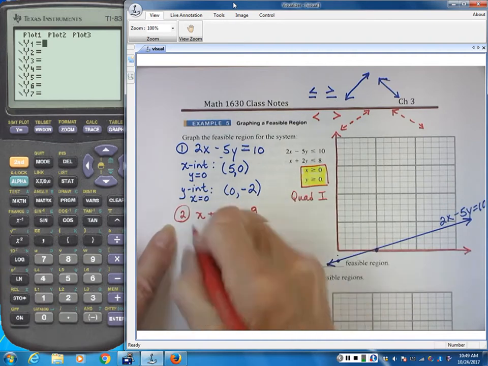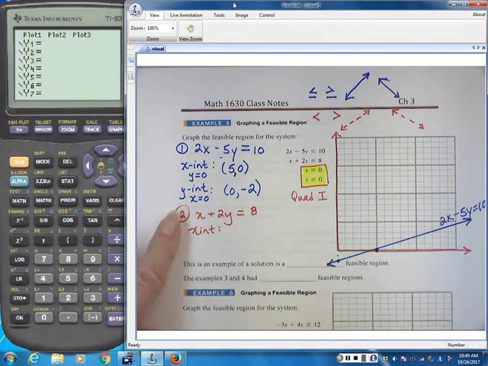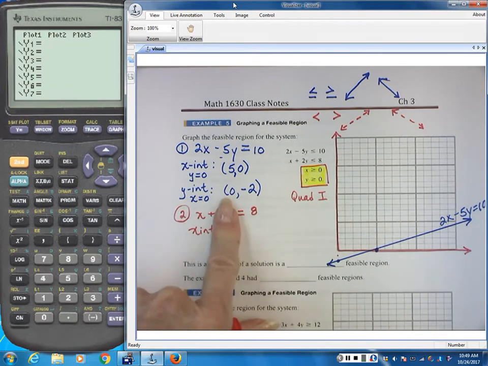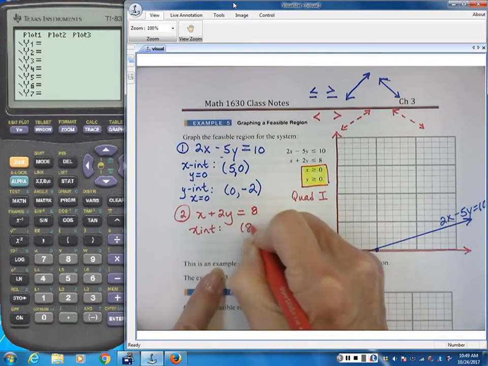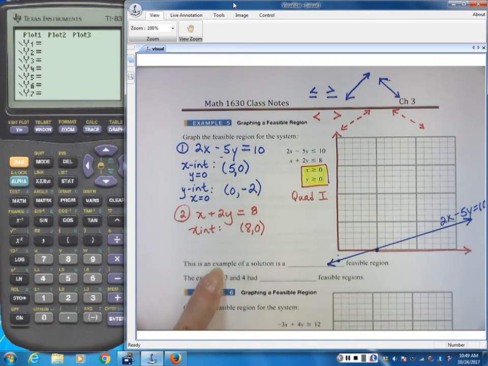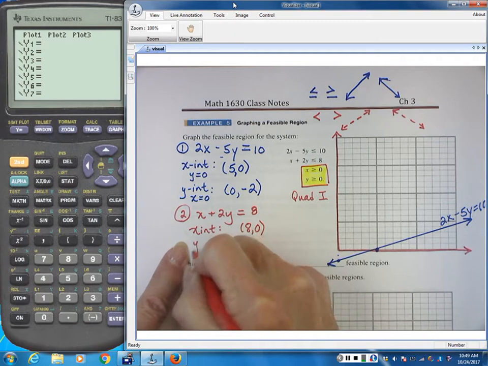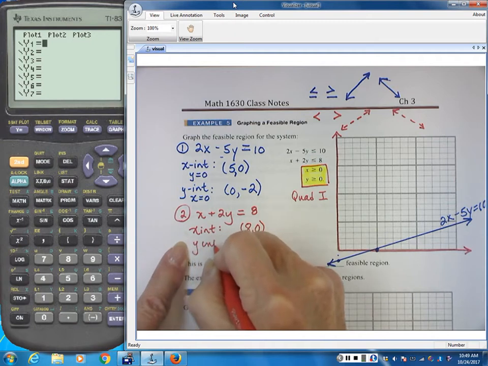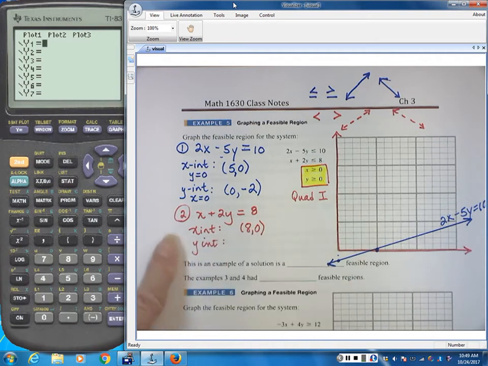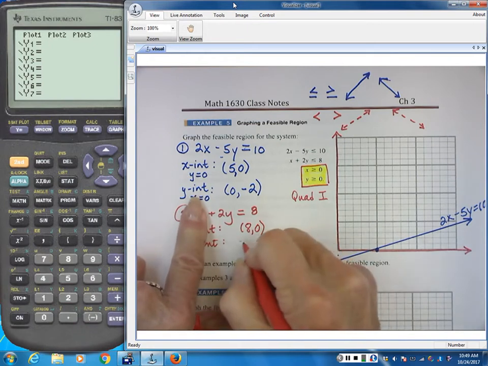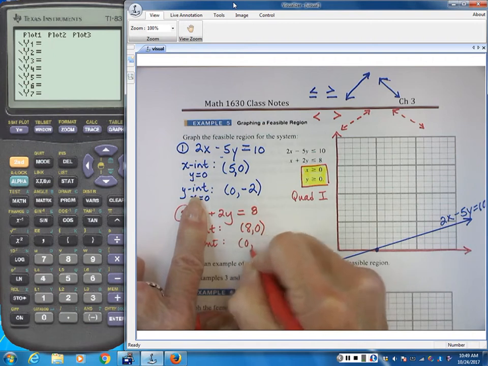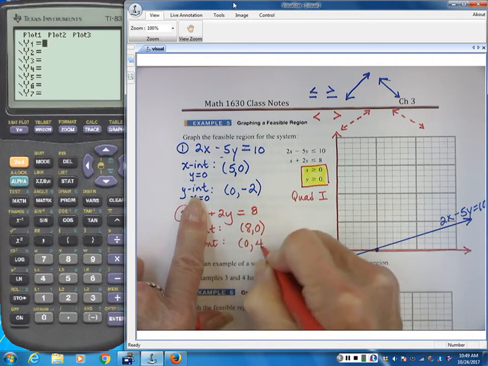And I do the same thing. I see that my x-intercept, if I'm going to cover up my y, is going to be (8, 0). And then my y-intercept, which is where x is equal to 0, means I'll cover up the x, and that means I have positive 2y equals 8. And that means if x is 0, y is going to be 8 over 2, which is 4.